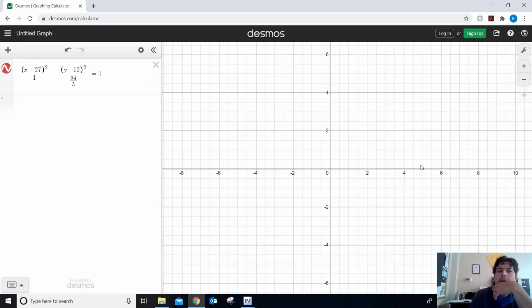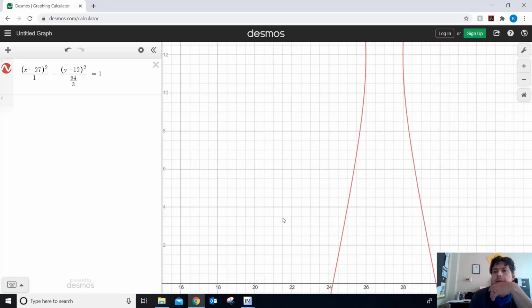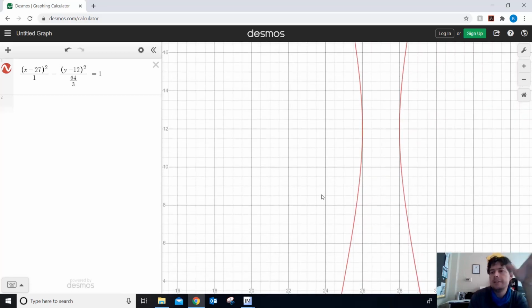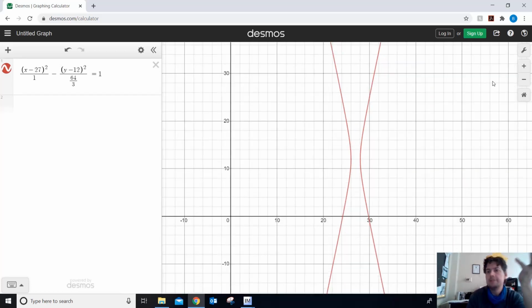So that hyperbola, I'm going to have to go quite a bit to the right and up to see it, is right there. Now this doesn't look exactly like what you drew on a piece of paper. Okay, it doesn't, because it's a true hyperbola. Not much we can do about that. There's really not.